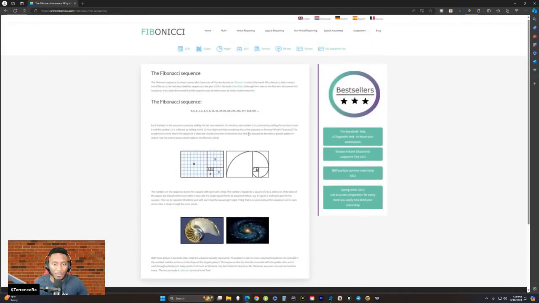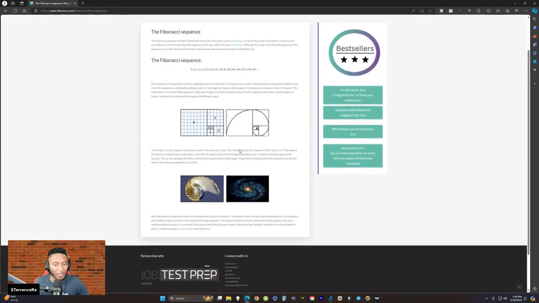Now you can read this if you want. How it works isn't important. Excuse me. And I will read this part right here. With these pictures, it becomes clear what the sequence actually represents. This pattern is seen in many natural phenomena, for example, in the smallest nautilus and even in the shape of the largest galaxies.